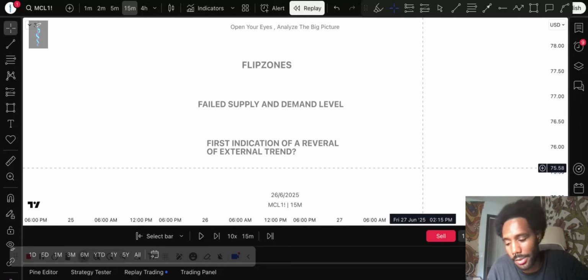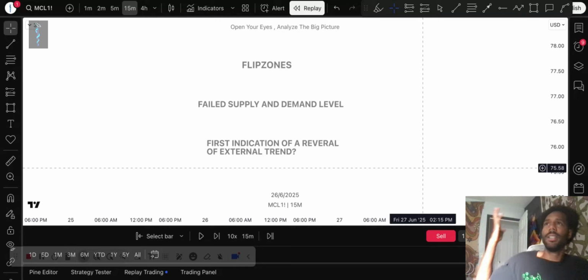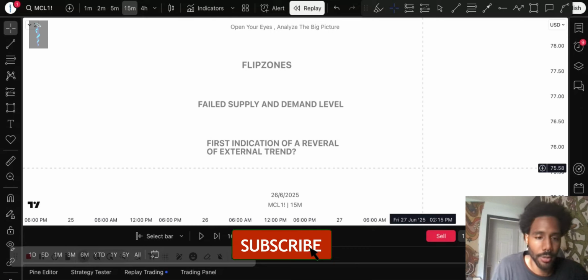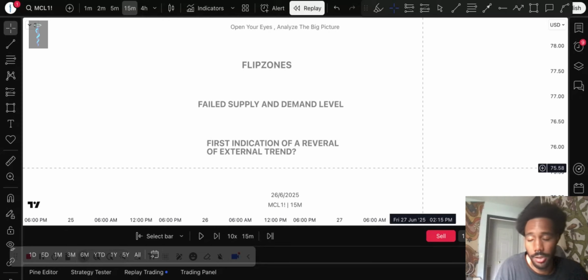As you can see by the topic of the video, flip zones. Flip zones are one of my better performing models. Pretty much these are failed supply and demand levels, and oftentimes they are the first indication of an external reversal of your external trend, whether that be 15-minute, in my case 4-hour, or whatever time frame you're looking at.